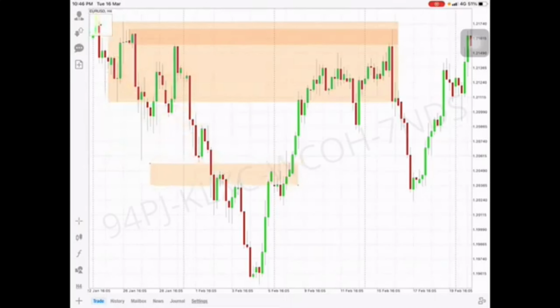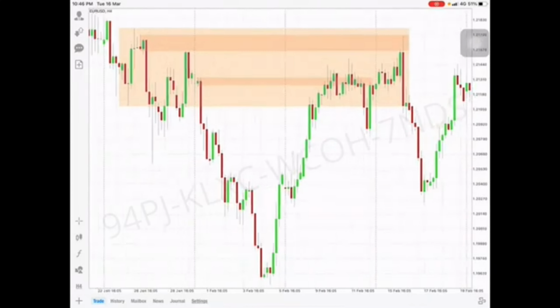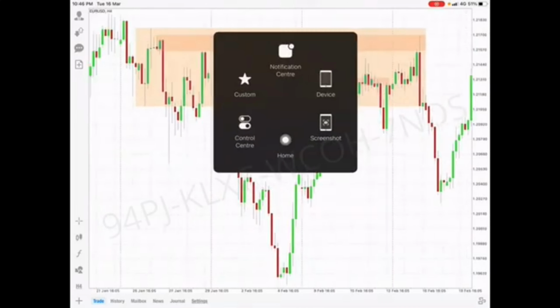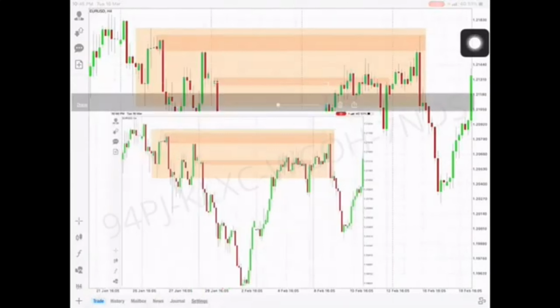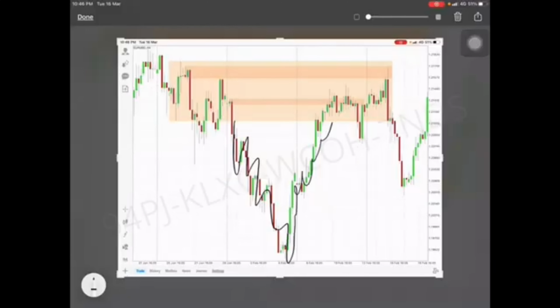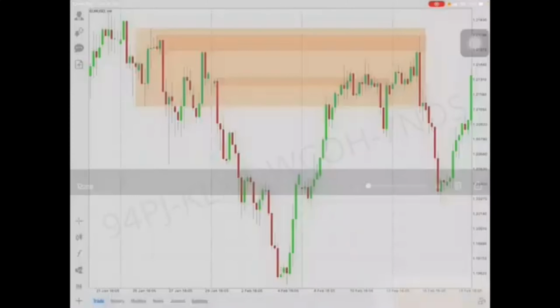Oh wait, that is too far. Let's just take this one. All right. So is there a sideways pullback? Is there a sideways in the zone? Yes, also. Okay. So now we are going to go to H1.